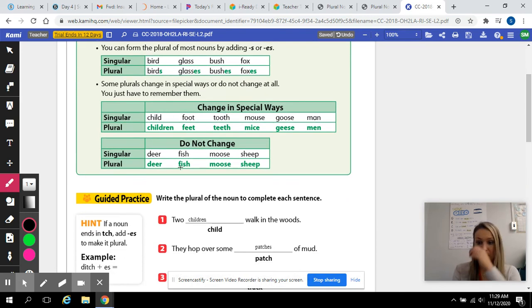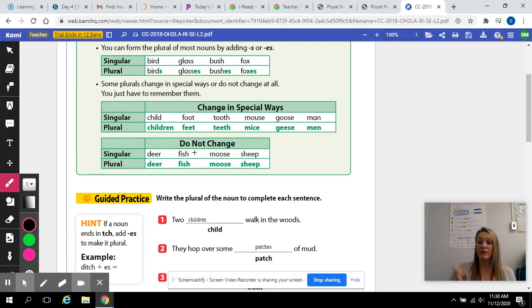Just like up here, if that one confused you, fish is one that does not change, okay? Deer is still deer. Fish is still fish. Moose is still moose, and sheep is still sheep. Okay, you wouldn't say, I saw the mooses over there. It would still be, I saw the moose over there. Just like if you saw one or you saw many.